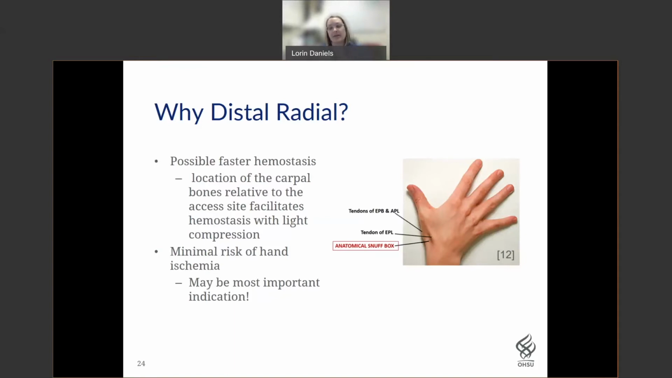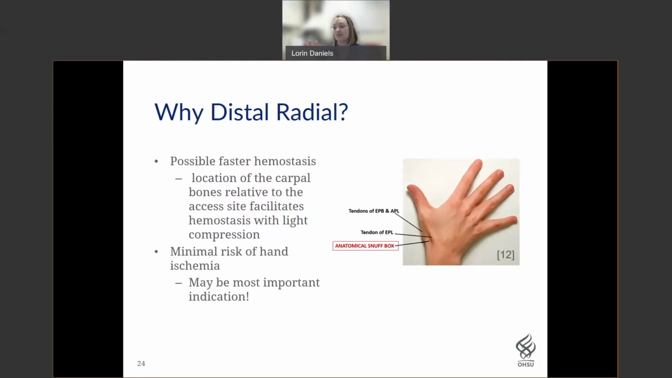And then the other thing, which I think is the most important reason why this is, for some people, a preferable approach, is that there is less risk of hand ischemia. Most people value their hands more than potentially other body parts. Hands are very important for a lot of reasons. And so if we have an approach that affords a higher level of safety in protecting that resource to a person, then obviously that's a pretty significant advantage.